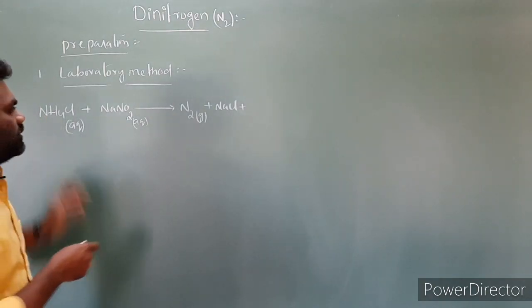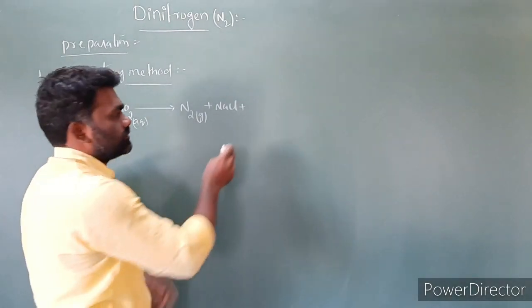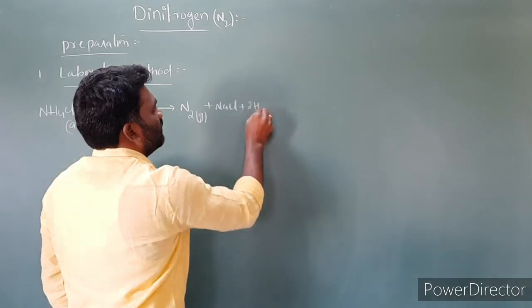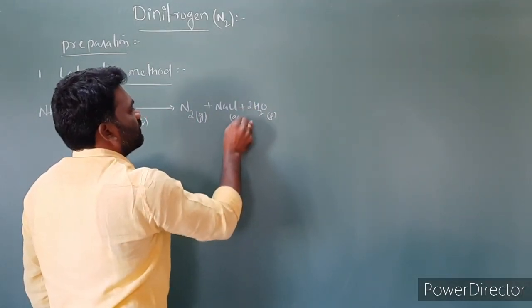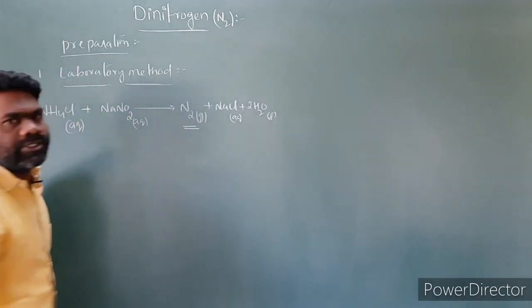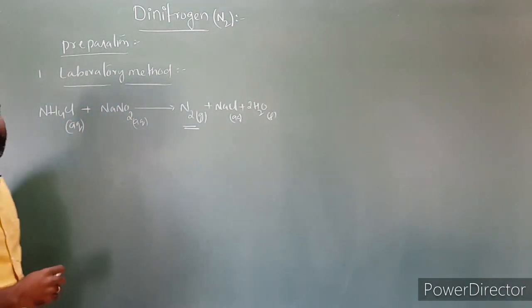There are 4 hydrogens and 2 oxygens. 4 hydrogens plus 2 oxygens, how many water molecules can you make? 2 water molecules. Water is liquid, this is also in aqueous solution. So we got nitrogen gas. This is the laboratory method, the first method.